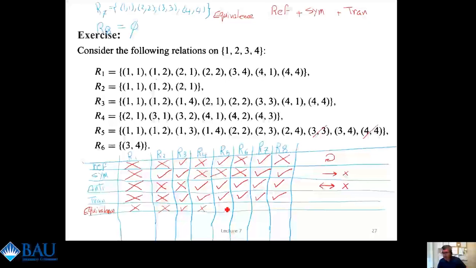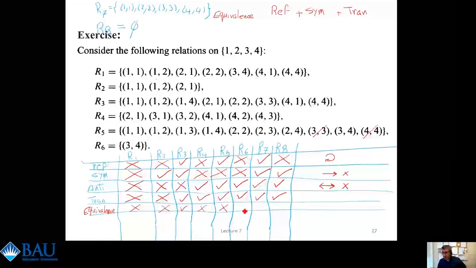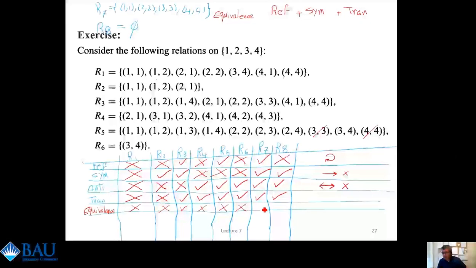So R1 is no, R2 is no, R3 is yes, no, no, R6 is no, R7 is yes, R8 is no.